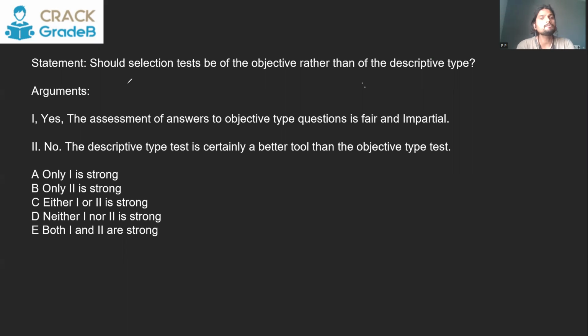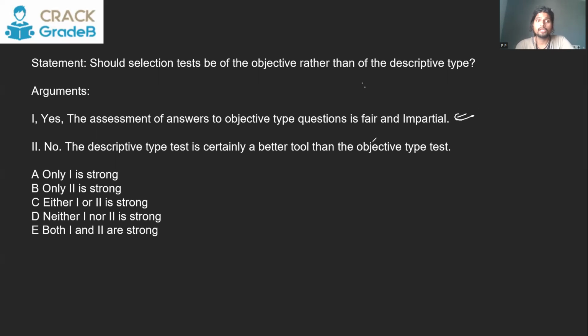Argument: yes, the assessment of answers to objective type questions is fair and impartial. Is it a strong argument? Yes. Because however much you think, for a descriptive paper so many things matter: the examiner's mental state at that point, his own ideologies. Everything can matter in evaluating it. But if the paper is objective type, everything is done by machine. So if you are getting 40 out of 50, you are getting 40 out of 50. There can't be a question of what if, what not, right? So yes, objective type questions are fair and impartial.